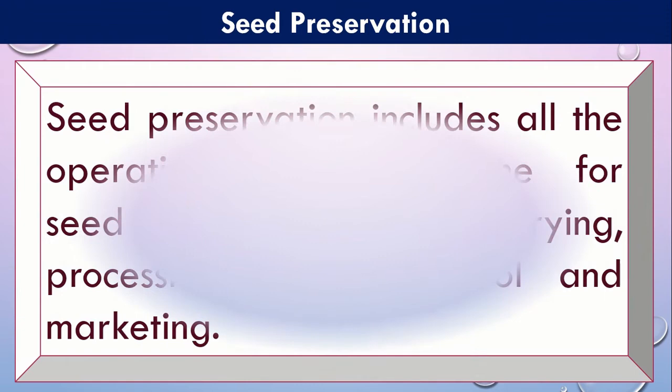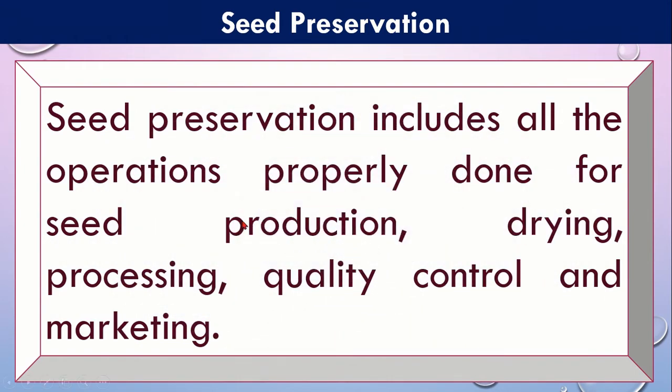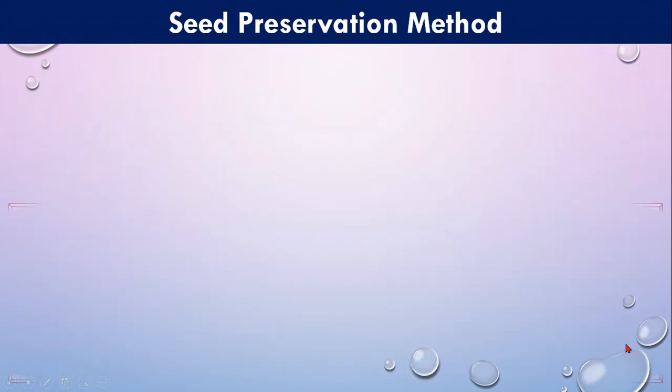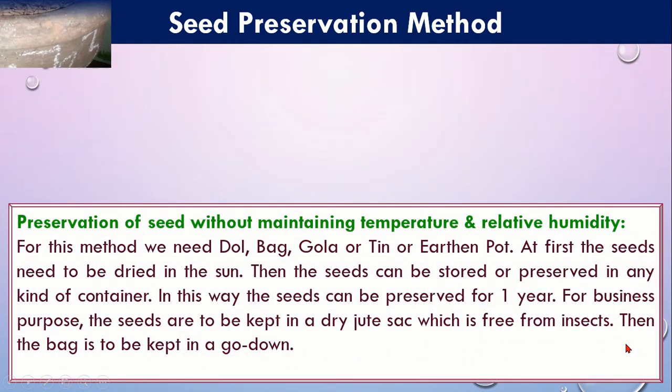Now, seed preservation. This is very important. After collecting the seed, we have to process the seed, then we have to preserve the seed. So, seed preservation includes all the operations properly done for seed production, drying, processing, quality control, and marketing. So, this is called seed preservation. So, what is the method of seed preservation?